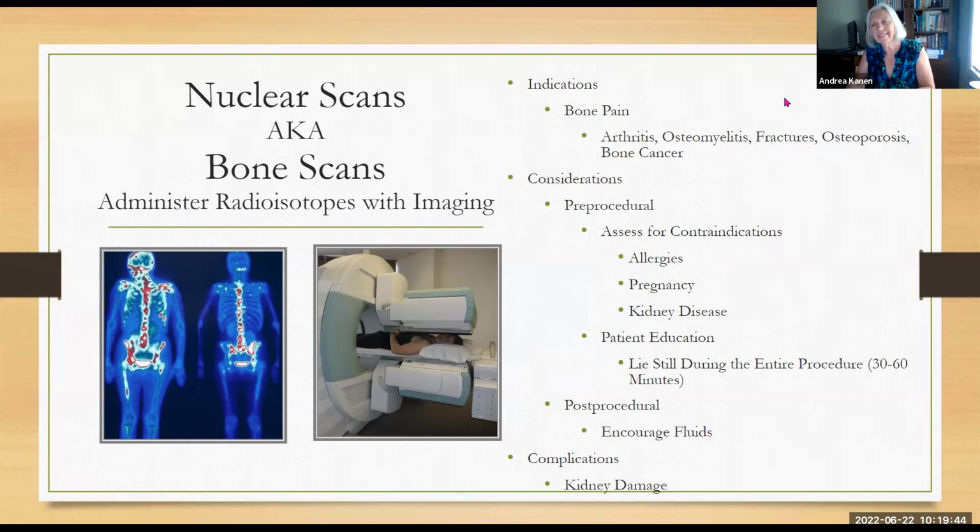To flush the kidneys. Yeah, to get rid of those dyes, get them out of there. Okay, complications. Kidney damage, and that is true, again, with any chemicals that we're putting in the body, because the kidneys have to deal with that afterwards, and that can definitely do some actual damage to the kidneys, intracellular damage.